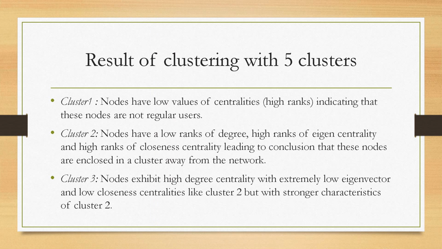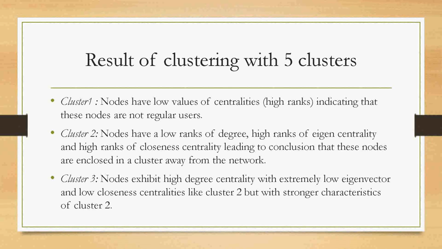Using 5 as the optimal number of clusters, the grouping was done, and the following inferences can be deduced from the clusters formed. In cluster 1, all the nodes have low values of centralities, indicating that these nodes are not regular users of bitcoins, making very few transactions. They are also not preferred for trading among others.